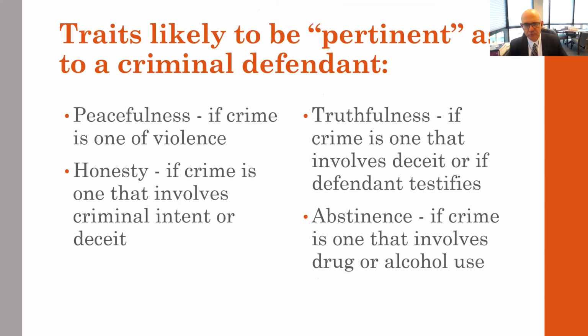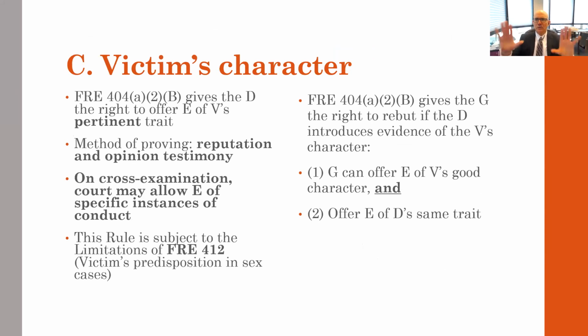Now, examples of character traits for a defendant that we can raise: if the crime involves violence, peacefulness. If the crime involves criminal intent or deceit, then a pertinent trait would be honesty, and so on. Again, the trait has to be a pertinent trait, it cannot be just any trait. So we talked about one of the exceptions to the propensity rule, which is the right to present positive evidence of our clients. Of course, the danger with that is that the prosecution can go ahead and rebut that, and that's a serious danger.